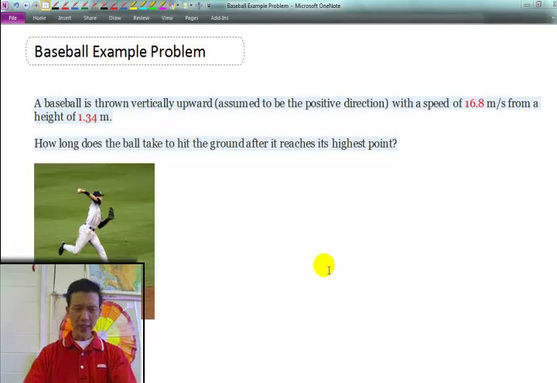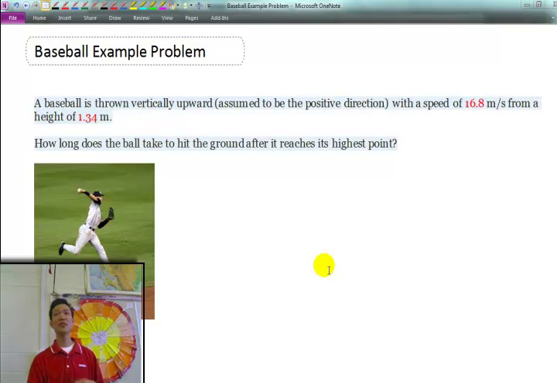In our baseball example problem, this is a classic problem because not only do you have something going up and down, but it's going up and down and hitting the ground, okay? So here we have a baseball thrown vertically upwards, assume up to be in the positive direction, with a speed of 16.8 meters per second from a height of 1.34 meters. How long does the ball take to hit the ground after it reaches its highest point?